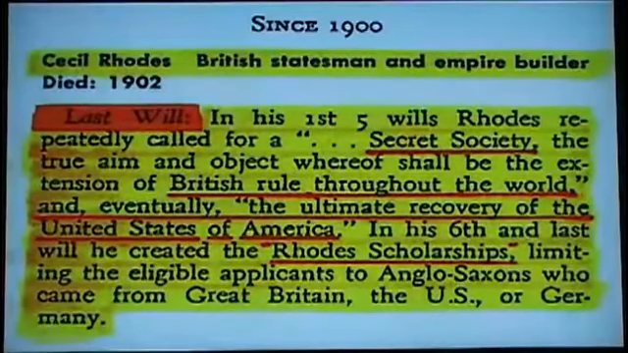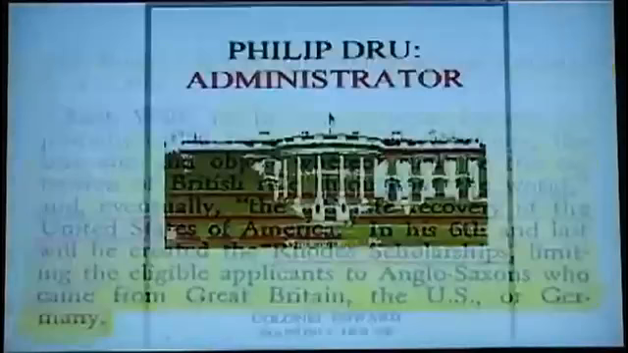In his 6th and last will, he created the Rhodes Scholarship, limiting the eligible applicants to Anglo-Saxons who came from Great Britain, the U.S., or Germany. So when you hear politicians bragging that they are Rhodes Scholars, just remember they are being promoted and financed by secret societies, the true aim and object whereof shall be the extension of British rule throughout the world and the ultimate recovery of the United States of America.